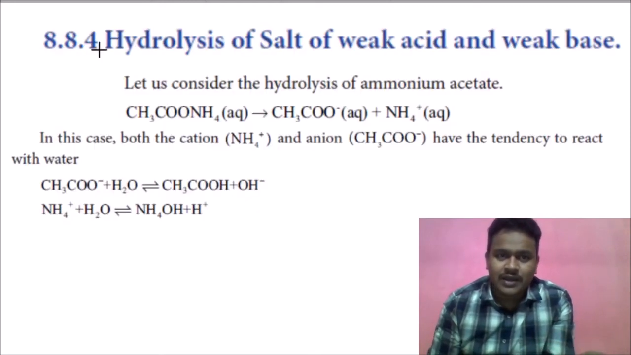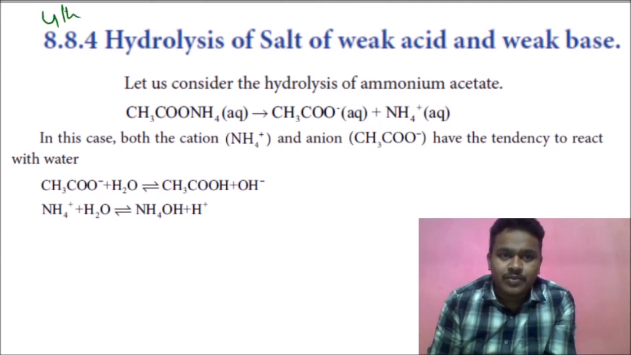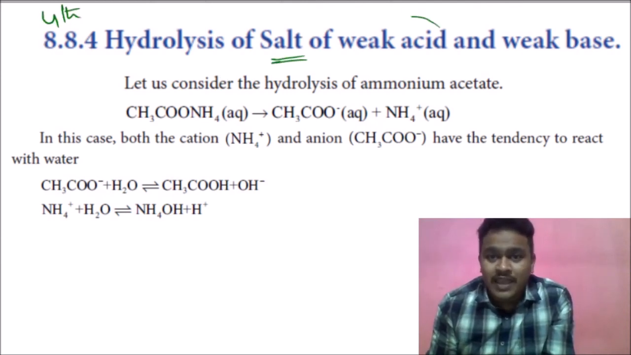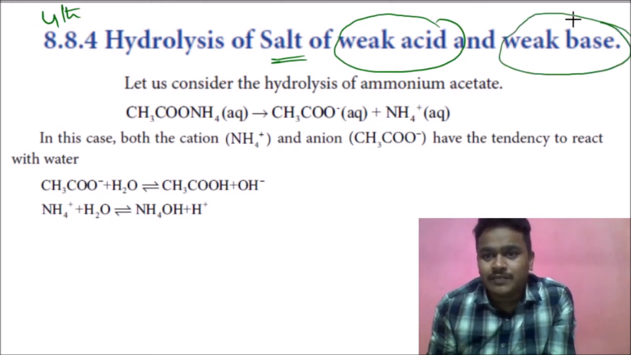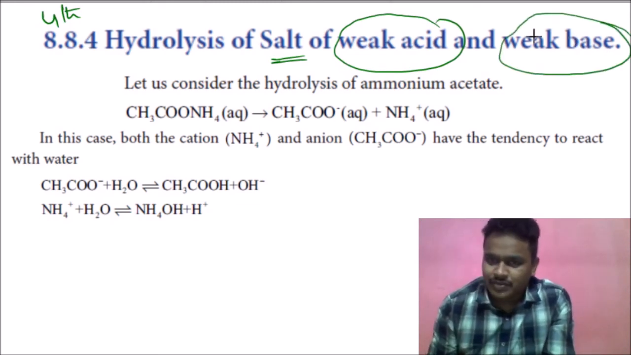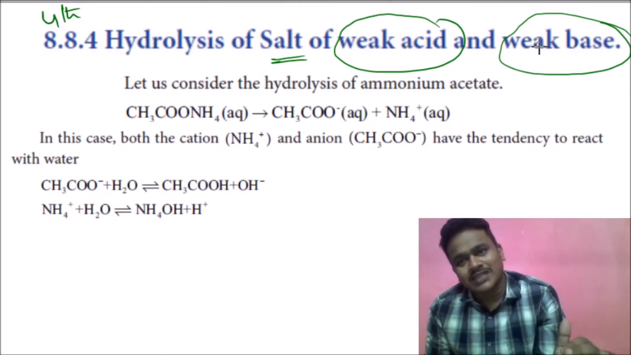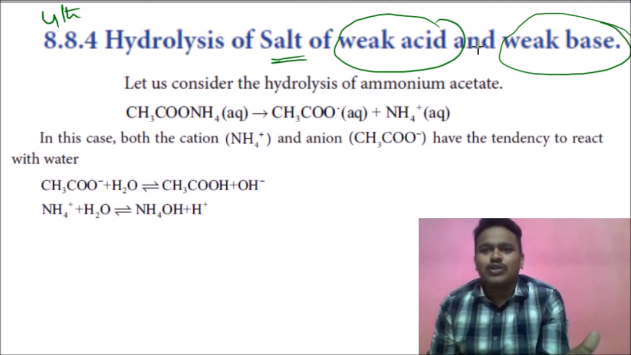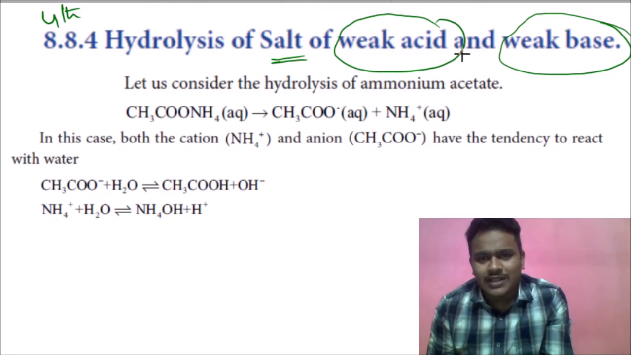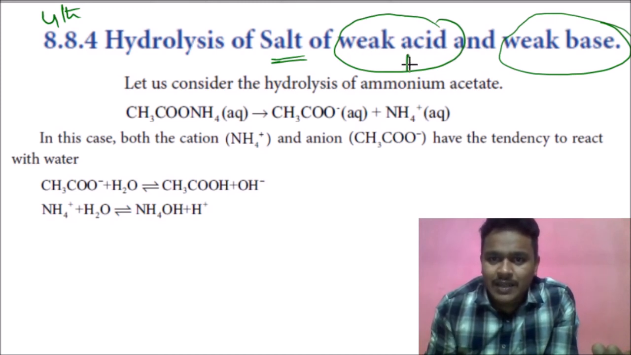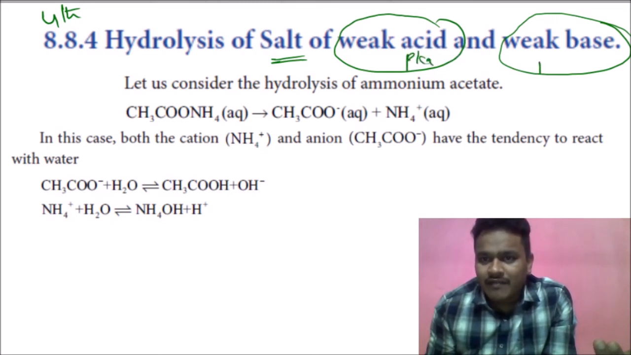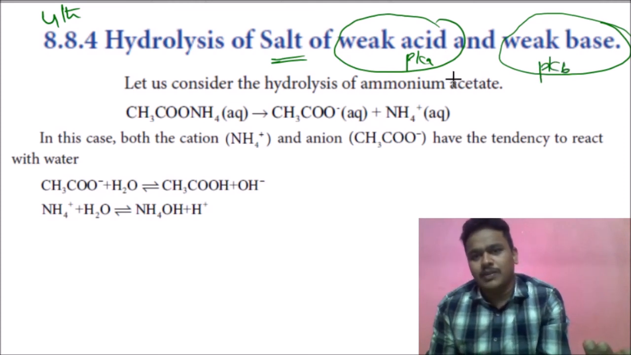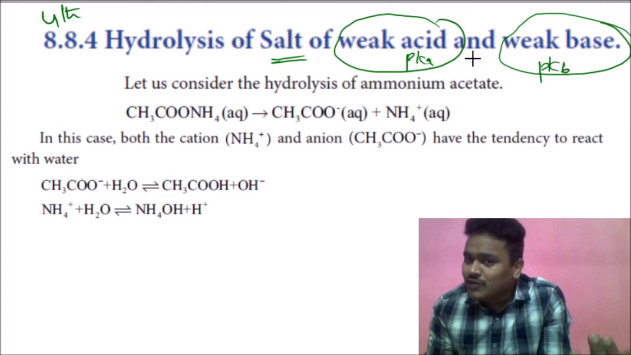And next one, this is the fourth type of salt. What is that? This time the salt is formed by weak acid and weak base. Here there is no domination. Both are weak only. If it is a strong acid and weak base, it means acidic. If it is a strong base and weak acid, it means basic. Both are weak, so what can we do? We cannot do anything. At that time, what will decide? For a weak acid, the pKa value will be there. For a weak base, the pKb value will be there. These values will decide.